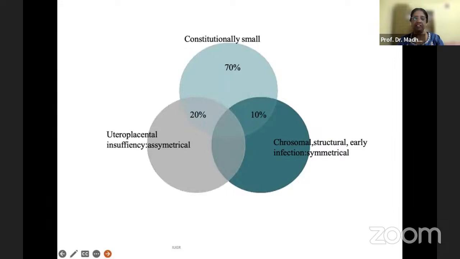Now, if you look at all small babies, about 70% of them are constitutionally small. They are not pathological, they are physiologically small. So those should not be worrying us. Another 20% of them are small because of uteroplacental insufficiency because of various causes, and they usually have asymmetrical IUGR, which I'll be coming to shortly. Now, only about 10% of them are because of chromosomal, structural, or early infection, and these babies have symmetrical IUGR.